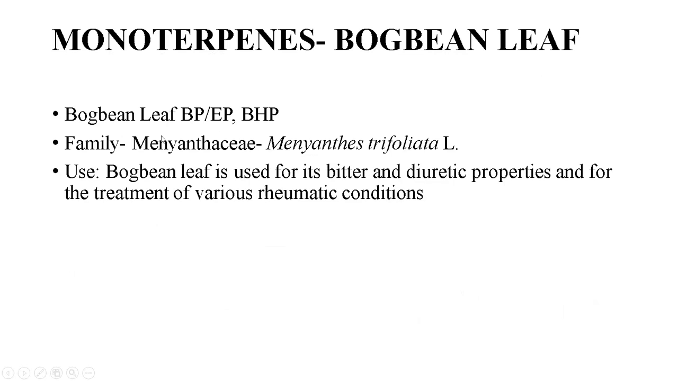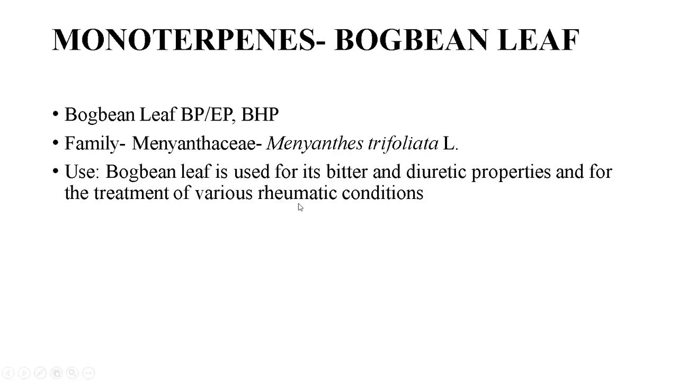So it's still known as the bog bean leaf in the BP. The family is very important to note, and it's the one that is on your slide there. I'm sorry, I cannot pronounce that. So the uses of this, again, it is a bitter tonic. It is used for its bitter and diuretic properties for the treatment of various rheumatic conditions.